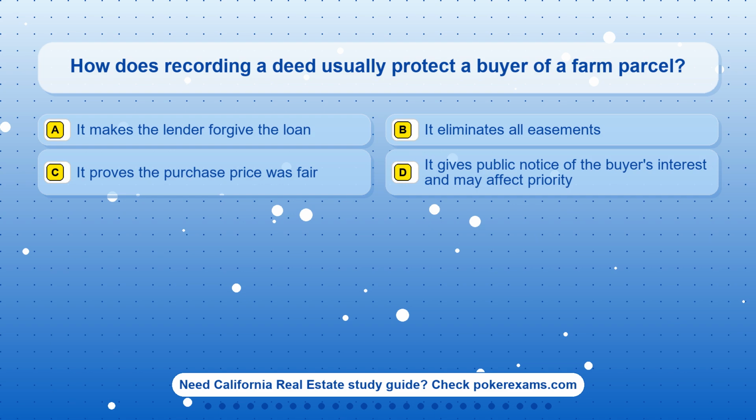Question 7. How does recording a deed usually protect a buyer of a farm parcel? Option A. It makes the lender forgive the loan. Option B. It eliminates all easements. Option C. It proves the purchase price was fair. Option D. It gives public notice of the buyer's interest and may affect priority.